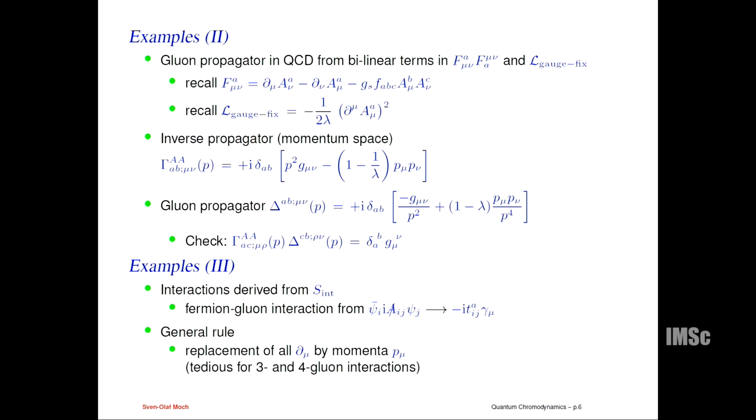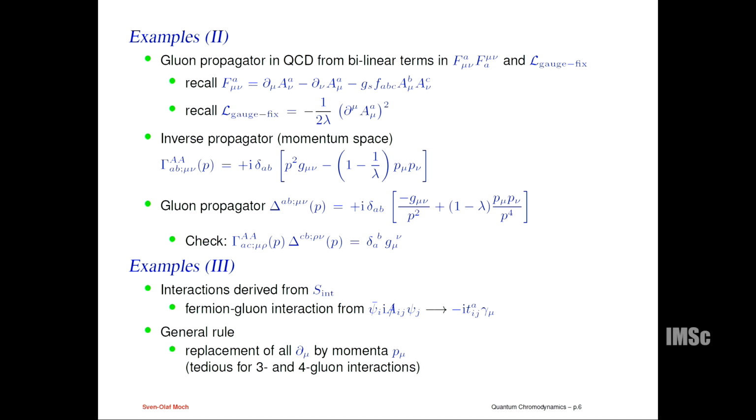Yeah. And then last thing, we can look at interactions that we derive from the interaction part of the action. So this would be, for instance, for the quark-gluon interaction, we have psi bar A_mu, or A slash, psi, and if we strip away all fields, what remains is the generator of the SU(N) gauge symmetry and the gamma_mu, which is hidden here in this A slash. And so this is then the vertex for the interaction, which is the same as in quantum electrodynamics, except for this additional color generator here.